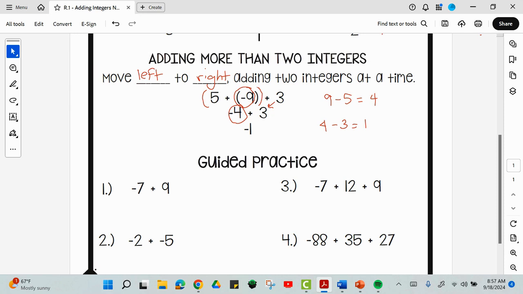Okay, let's do a couple of problems together. So in one, we have opposite signs. So again, identify your larger digit. 9 is bigger than 7. So that means my answer is going to be positive. And then I'm going to subtract. So 9 minus 7 is 2. And again, my answer is positive since 9 is bigger.